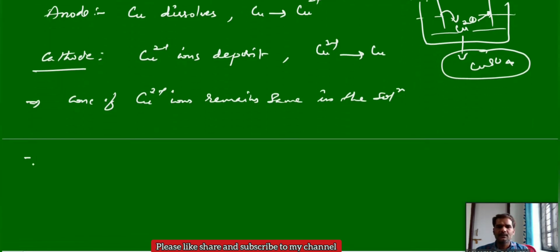So only the copper anode, the amount of anode decreases and the amount of cathode increases. Hence it is used in the refining technique or purification. This technique is used in refining of copper or purification of copper.